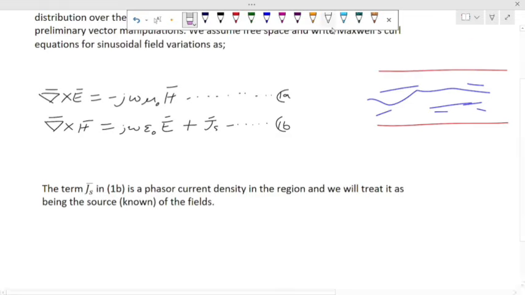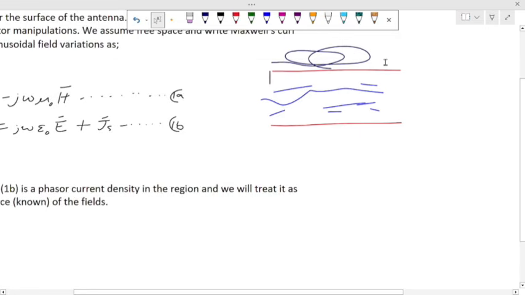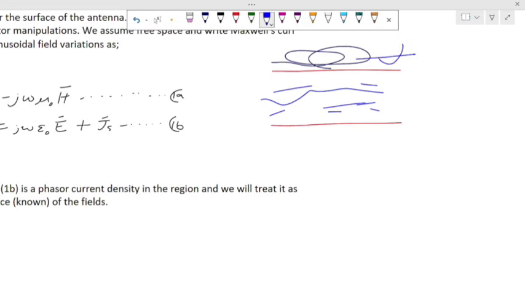Now with that being said, when current flows, alternating current, please, since the current is alternating, what will happen? It will generate a field. It will generate a magnetic field around it. Let's just say this is current density Js flowing. Let me use a different color.